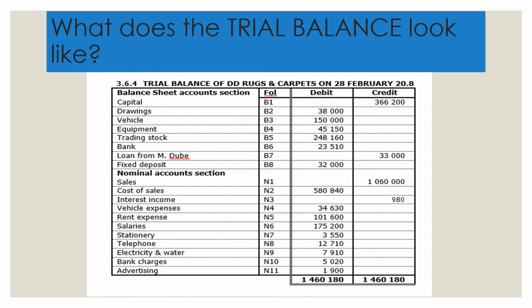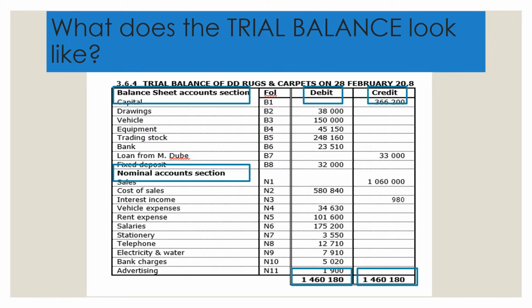That's what a trial balance looks like. As you can see, we have a balance sheet account section, a nominal account section, there's a debit column, there's a credit column, and once we've added up the debit column and added the credit column, the balances should equal.